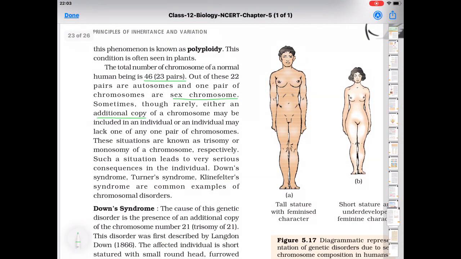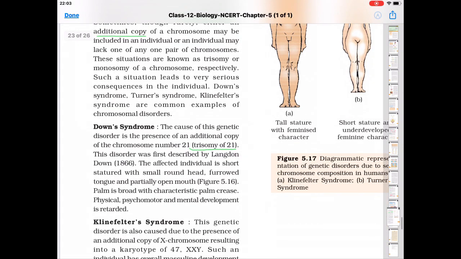So next is Down syndrome. It is caused due to the trisomy of the 21st chromosome. That means here 3 chromosomes are present at the 21st position. This disorder was first discovered by Langdon Down. On his name, this disease name is given Down syndrome. The affected individual in this case has short stature, round face, furrowed tongue, and partially open mouth. And they are mentally, physically, and psychomotorly retarded persons.